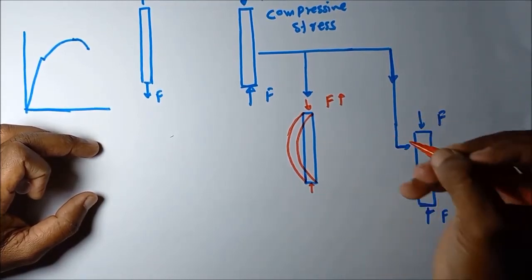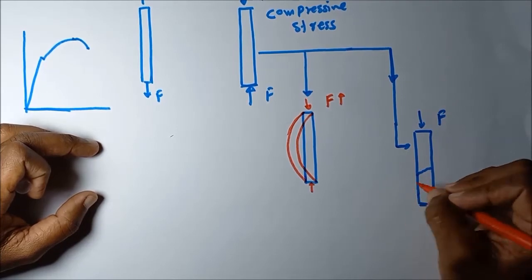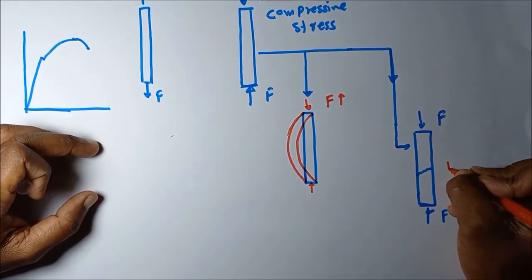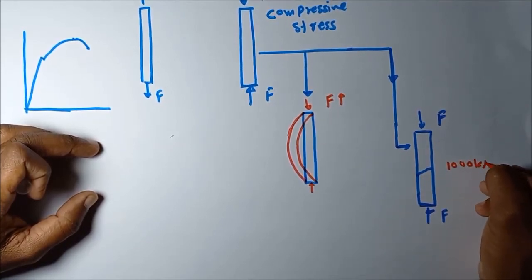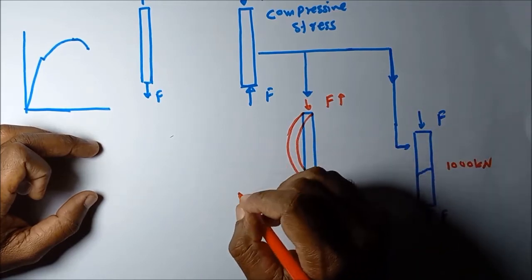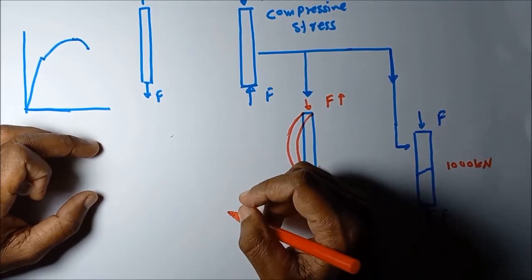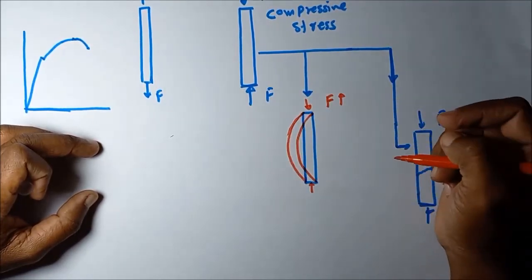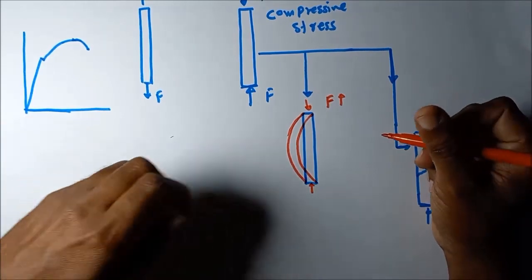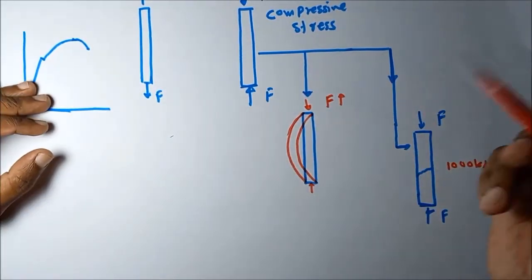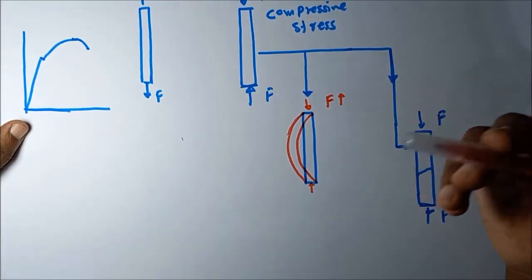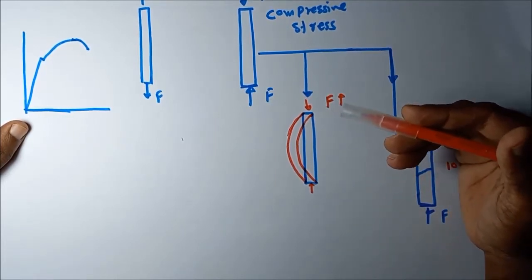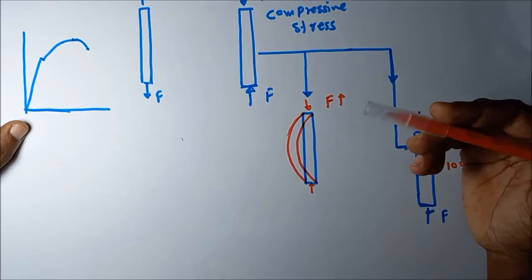This will happen before the compressive failure. For example, for a certain structure, the compressive failure limit is 1000 kilonewton. This buckling failure will occur at less than 1000 kilonewton, before reaching the ultimate compressive stress failure limit. That is why buckling failure is important in structural mechanics: it fails before the compressive failure, so the structure cannot take the ultimate load.